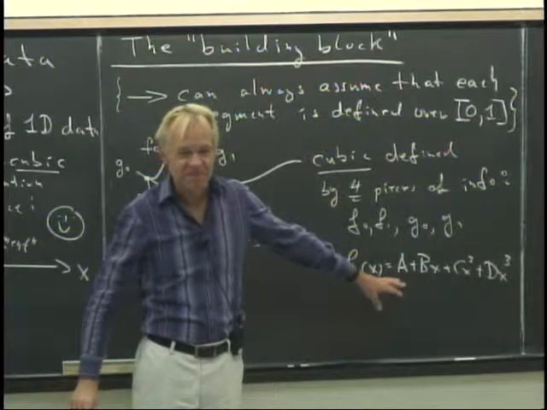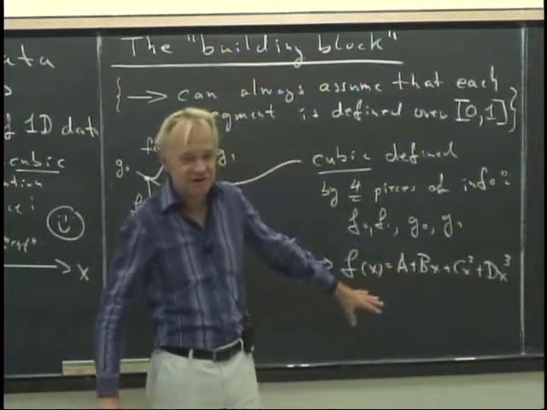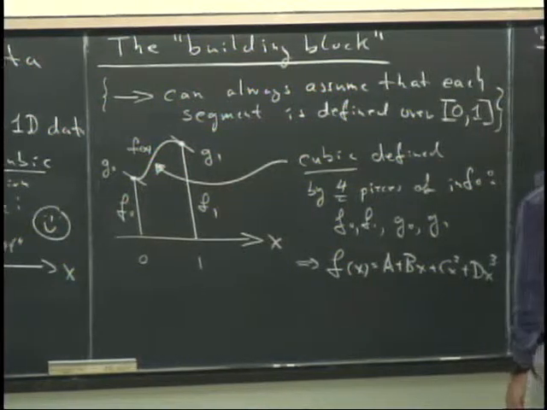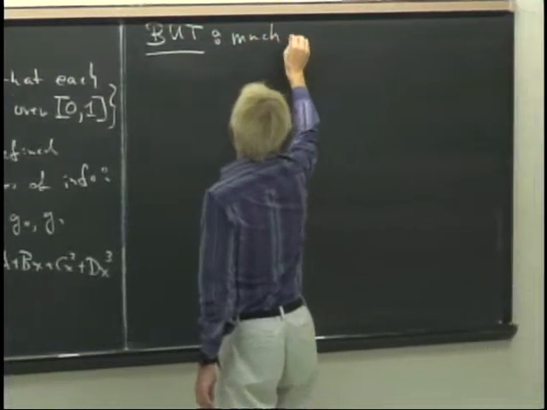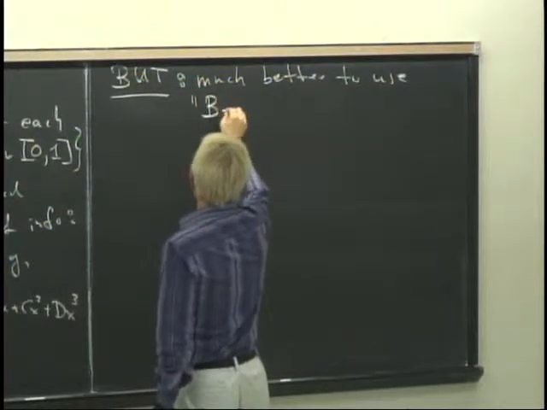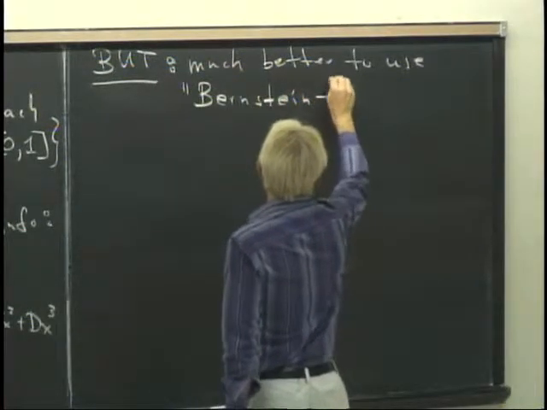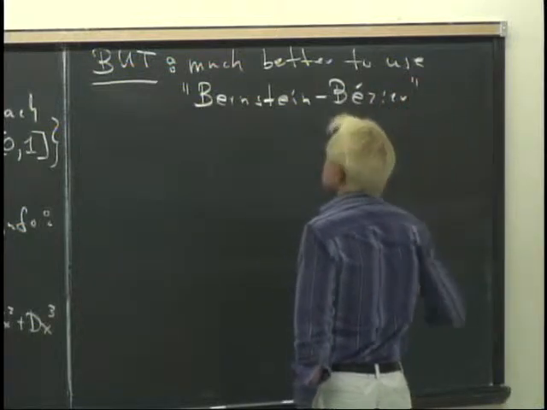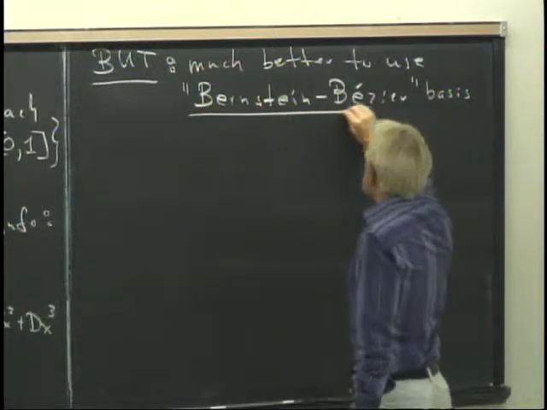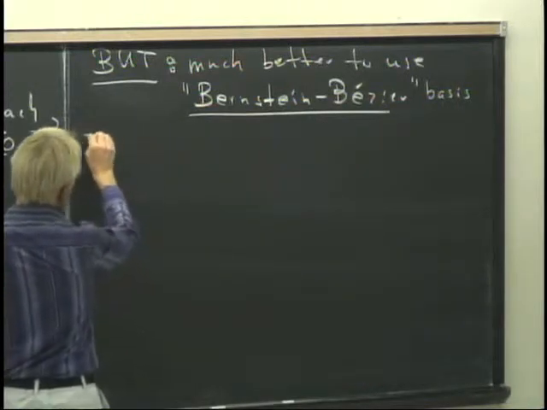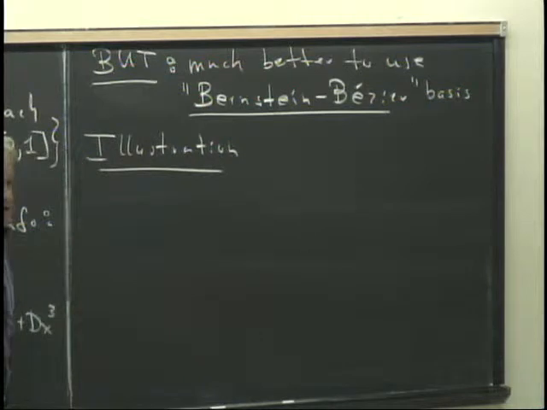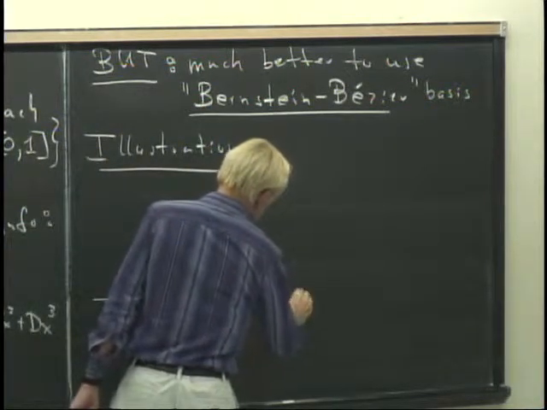But this is not the form that I like. This is not a Bezier curve. This is a standard monomial form, which is ugly, not nice. So that's why I will change that. Much better to use what is called the Bernstein Bezier basis, and an illustration of how that looks. And then I'll also tell you why this is better, at least in one sense better.